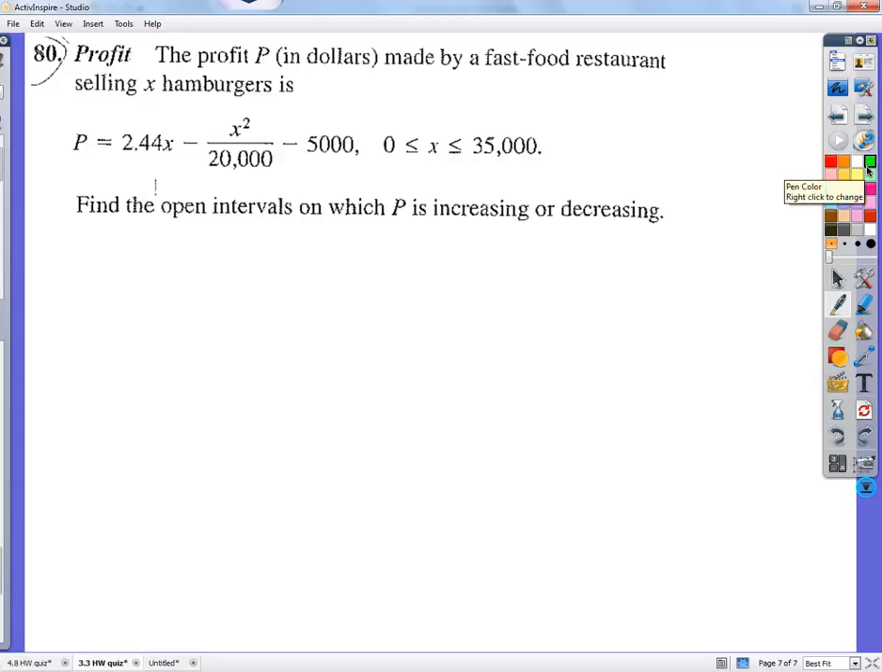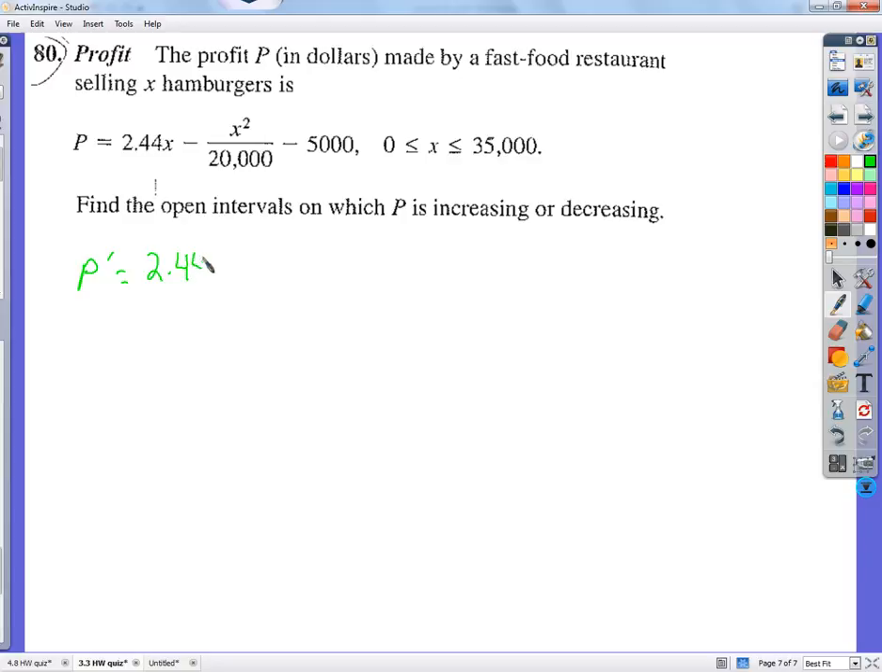The profit P in dollars made by a fast food restaurant selling X hamburgers is given by this function. So that's only valid for number of hamburgers between 0 and 35,000. Find the intervals on which P is increasing or decreasing. So a good start is to find the derivative.